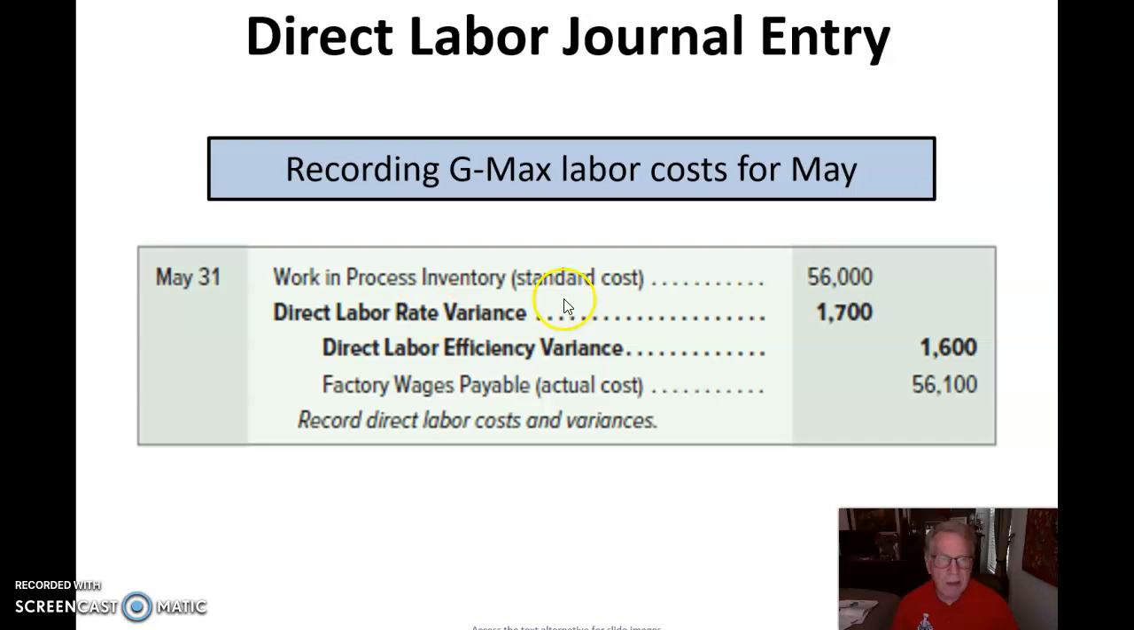Now, direct labor, we have the same kind of thing. We actually paid $56,100. So we're going to charge work in process inventory here for the standard cost of $56,000. And we had two kinds of variances. We had a rate variance, which was unfavorable, and an efficiency variance, which was favorable. So when we match those against this journal entry, the debits and credits equal each other. Okay, so that accounts for the direct labor journal entry.